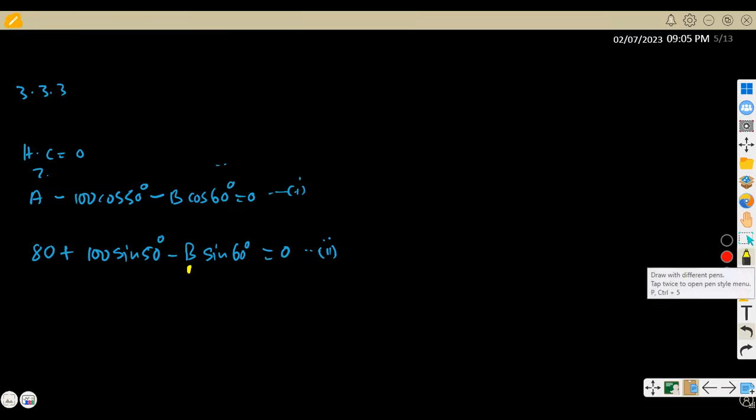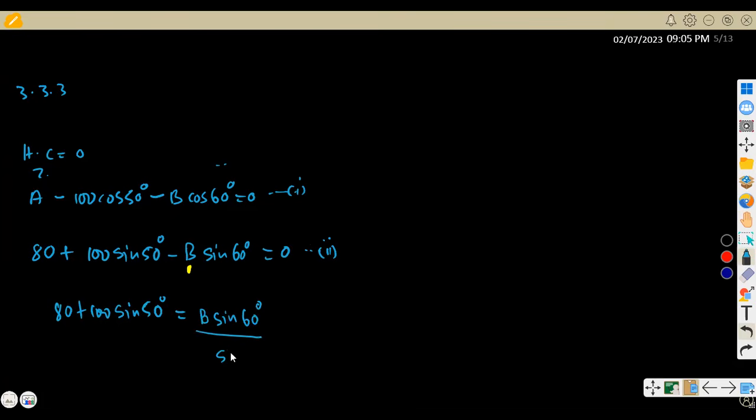How are we going to calculate B? We simply have to make B the subject from equation 2. So we're going to remain with 80 plus 100 sine of 50 degrees, which is equivalent to, transposing negative B sine 60 to that side, positive B sine of 60 degrees. To find B, simply divide by sine 60 degrees, so this can actually cancel. That's the value for B. If you calculate properly, you're going to obtain something like 180.83 Newton. So that's our B there.